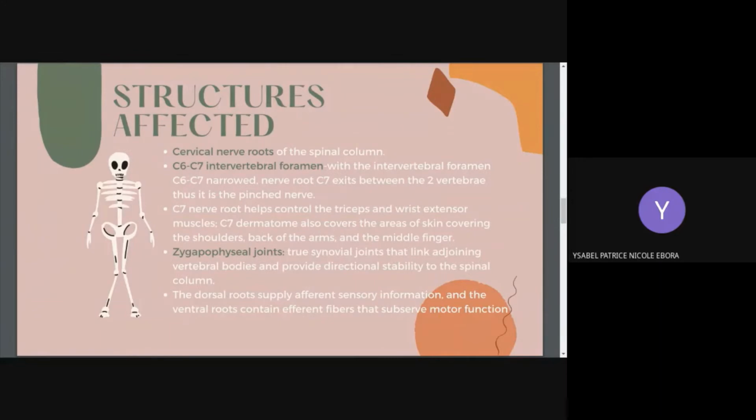Next, we'll be discussing the different structures that are affected by cervical radiculopathy. So the most commonly affected structure in cervical radiculopathy are the cervical nerve roots of the spinal column. The pinched nerve can occur at different areas along the spine, and it may be in the cervical, thoracic, or lumbar area. As presented in the case of the patient, it is observed that the C6 to C7 intervertebral foramen is narrowed, and thus the reason for diagnosing the patient with cervical radiculopathy.